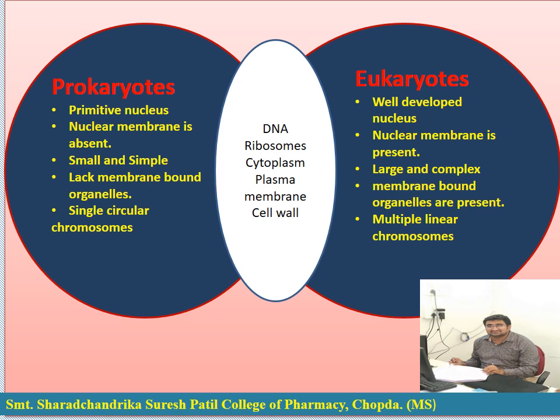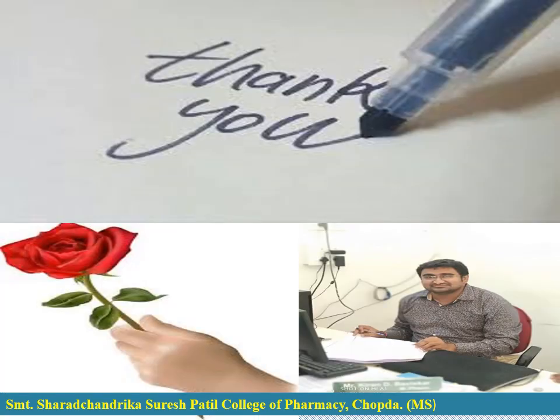So these are the common structures: cell wall, plasma membrane, cytoplasm, ribosomes and DNA. These are found in both prokaryotic and eukaryotic types of organisms.